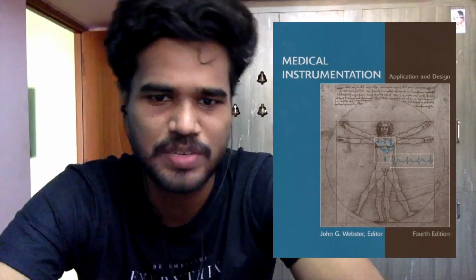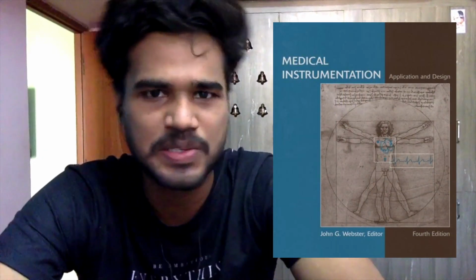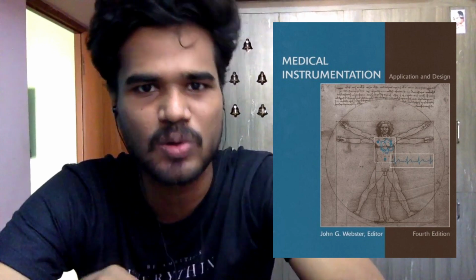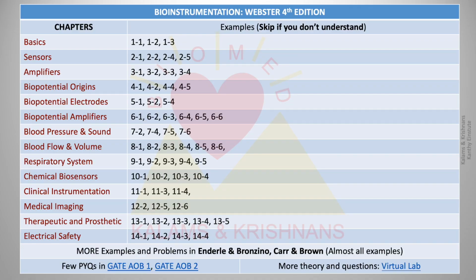In addition to that, there are also some medical imaging problems and examples in Enderle and Bronzino. I suggest you take a look at that. So once you finish medical imaging, you should start preparing the subjects you find most comfortable with. For bioinstrumentation, Webster is good enough. In addition to Webster, there are also some interesting problems in Enderle and Bronzino as well as Carr and Carr.